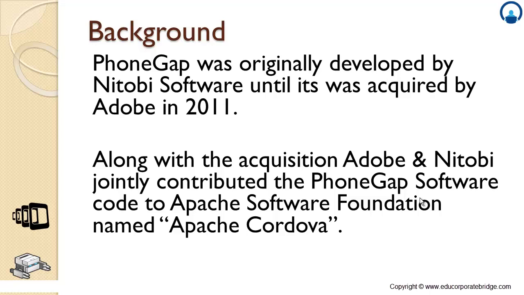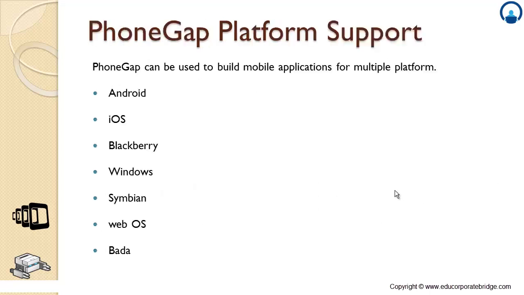Now, what mobile platforms does PhoneGap support? PhoneGap can be used to build mobile applications for multiple platforms: Android, iOS, BlackBerry, Windows, Symbian, webOS or Bada OS. Yes, you can target all these platforms with PhoneGap. By using HTML5, CSS3 and JavaScript, you are avoiding building apps in each mobile platform's native language.